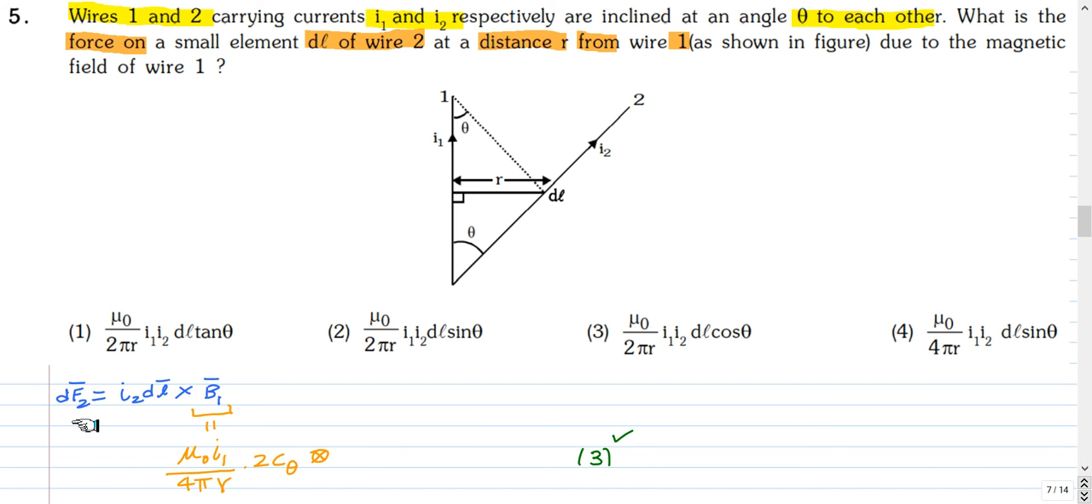The force on a current carrying element is given as I dl cross B. So we have to find the force acting on an element of wire 2. So that is I2 dl cross B due to wire 1, so it's B1. Wire 1 is a wire of finite length and it's symmetrical. It makes the same angle theta. So we use a standard result.